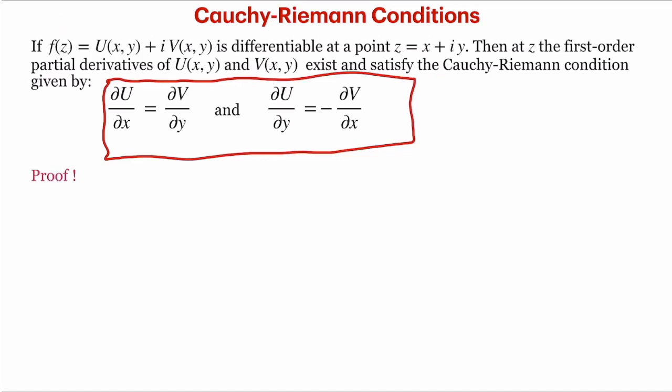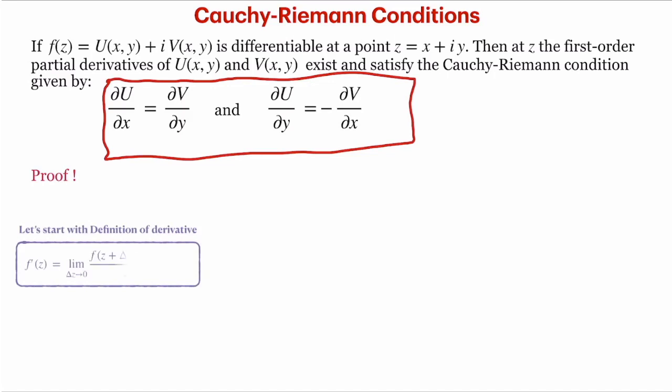It's fairly straightforward, though it looks a bit cumbersome. The idea is very simple. You define the differentiation using the first principle and approach it along two different paths, that is along the real axis and imaginary axis, and then obtain the derivative for both paths and equate them, and then we would get the Cauchy Riemann condition.